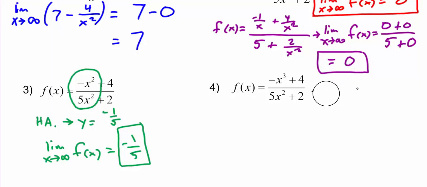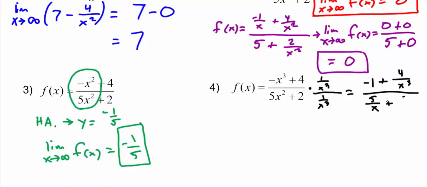And by the way, the reason we can do this is you can just think of it as multiplying by 1 over x cubed divided by 1 over x cubed. So I'm basically just multiplying everything by 1, but it's going to look obviously very different than what it did before. So I'll have negative 1 plus 4 over x cubed divided by, and we'll have 5 over x plus 2 over x cubed. Interesting.